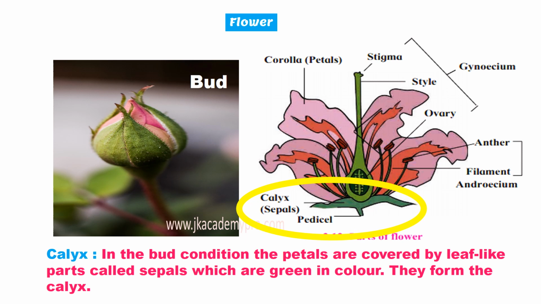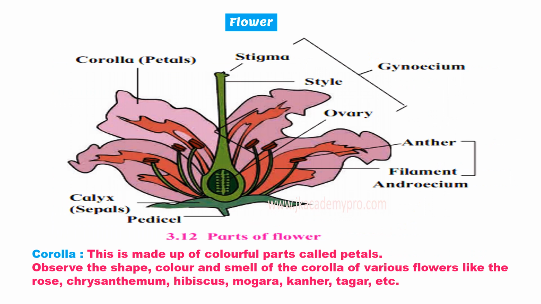Calyx. Now, in the bud condition, that is when the flower is still in the form of a bud, the petals are covered by leaf-like parts called sepals, which are green in color. So they form the calyx part of the flower. Corolla. This is made up of colorful parts called petals. Now observe the shape, color, and smell of the corolla of various flowers like the rose, chrysanthemum, hibiscus, mogra, kanher, tagar, etc. We will notice that different flowers have different petals and different colors, and they give a fragrance and have different smells.